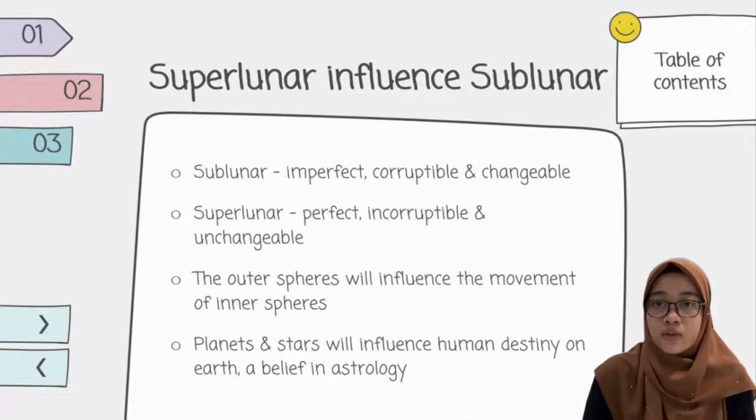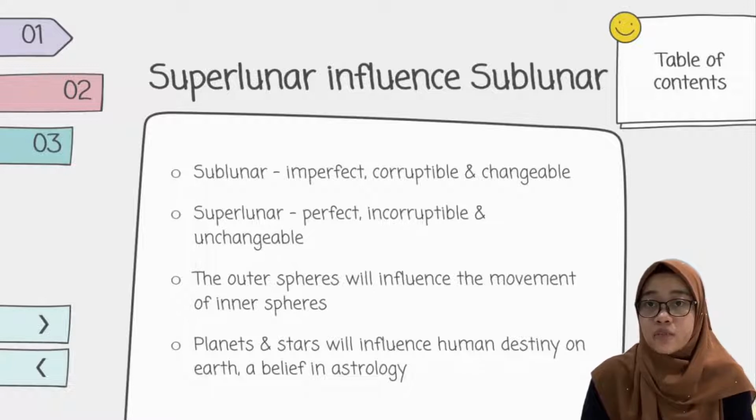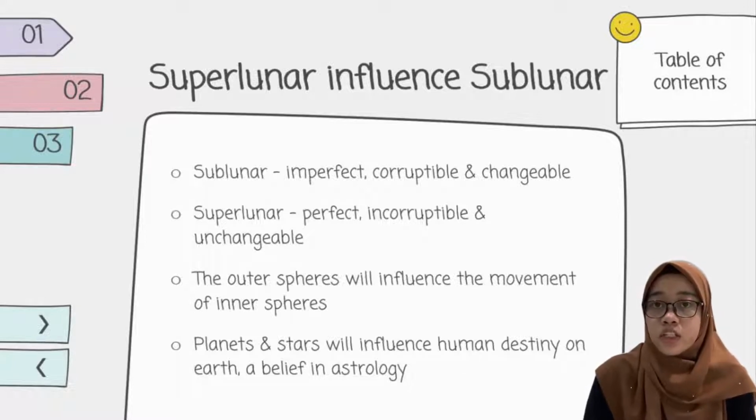From these characteristics, we know that everything in sublunar is corruptible and changeable, which makes it imperfect. Meanwhile, superlunar is assumed to be the opposite. So obviously, the perfect will influence the imperfect, which means the outer spheres will affect the movement of the inner spheres. Astrology also believes that the planets and stars will influence human destiny on Earth.